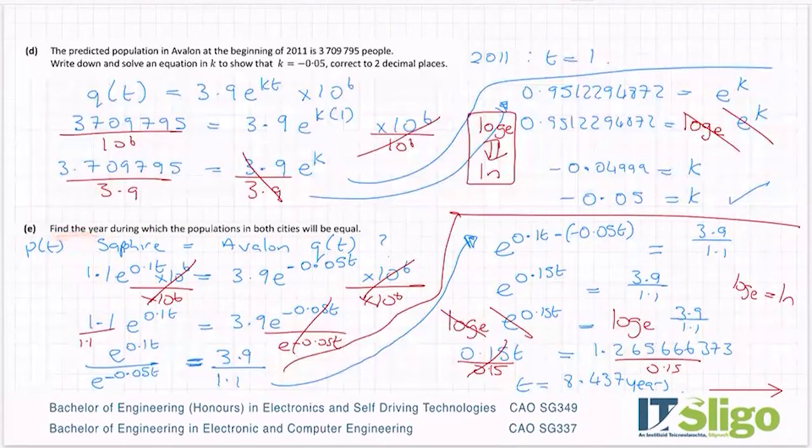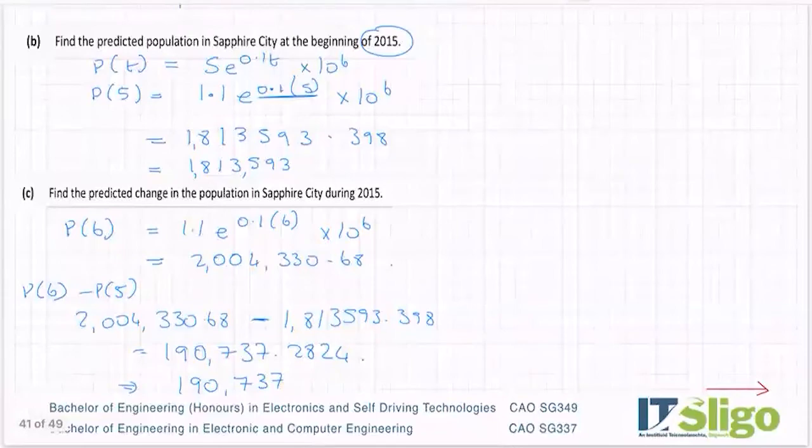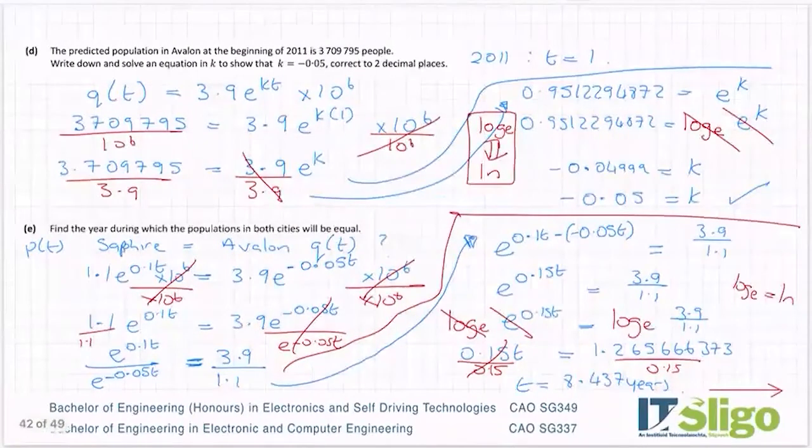So what year are we in after 8.5 years? You see, this is where I could very easily make a mistake. So we started in 2010. So we start at the beginning of 2010. So we're going to be still in 2018 after 8.5 years. Okay, so your answer then, 2018. Okay, so in 2018, the population of Sapphire City will be equal to the population of Avalon. Okay, so a fair old bit of work in part E.